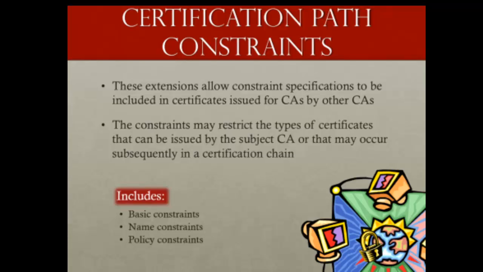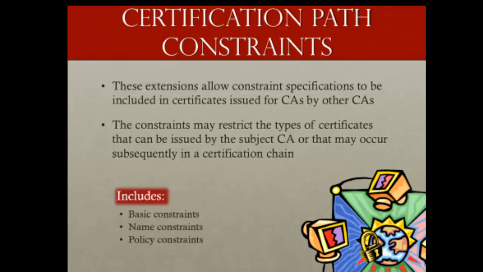Certification path constraints. These extensions allow constraint specifications to be included in certificates issued for CAs by other CAs. The constraints may restrict the type of certificates that can be issued by the subject CA or that may occur subsequently in a certification chain.